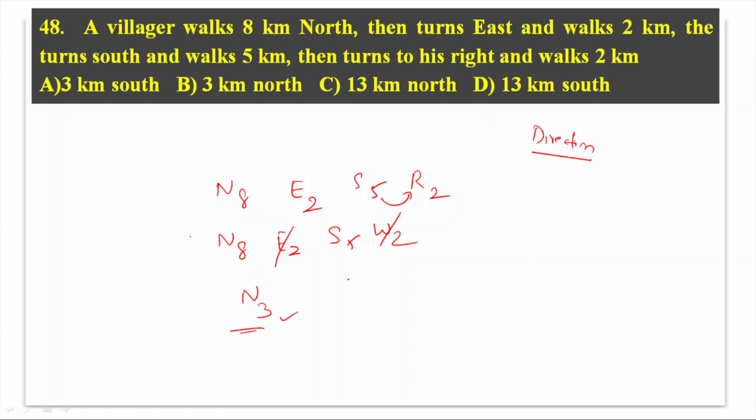So what are they asking? The answer will be north 3 kilometers. This is the easiest way to solve this question instead of going for a diagrammatic representation. If we approach this kind of analysis, you'll get the answer very quickly in the examinations, and you will save a lot of time in solving the questions. Let us go for the next question here.